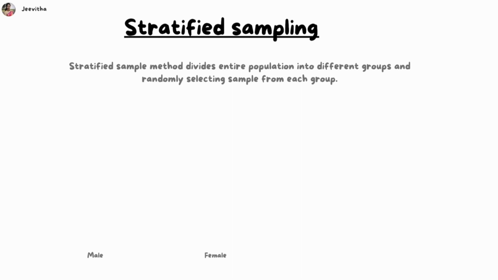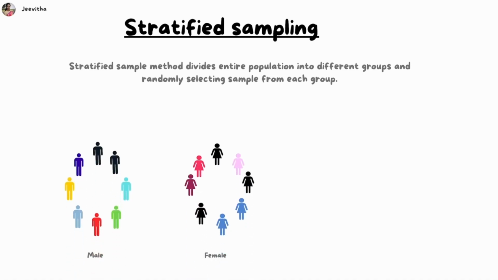Pretty simple. When I say mall, obviously we have different types of people. It can be male or female. Or if you divide it based on age, there will be children, youngsters, and old age people. You can also divide it based on people's interest, what exactly they are looking for. So here, according to stratified sampling, it divides the entire population into different groups. Here it's dividing into male and female.